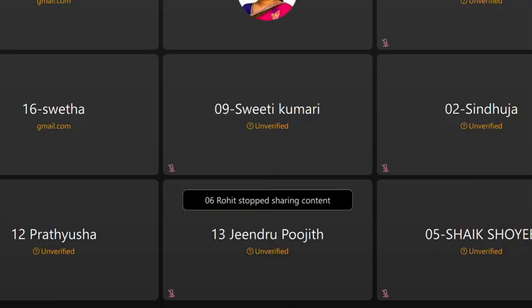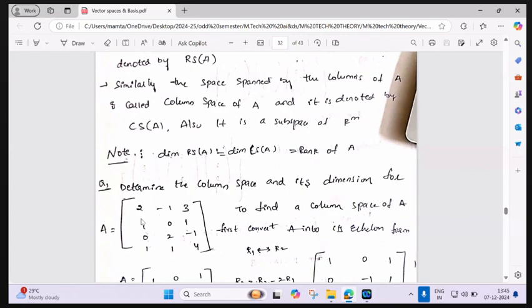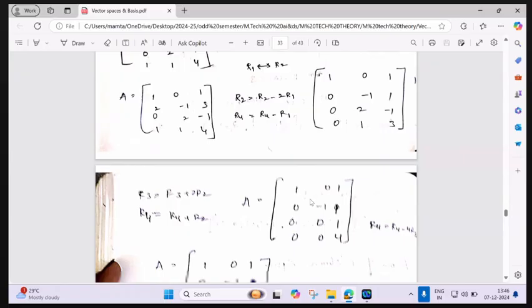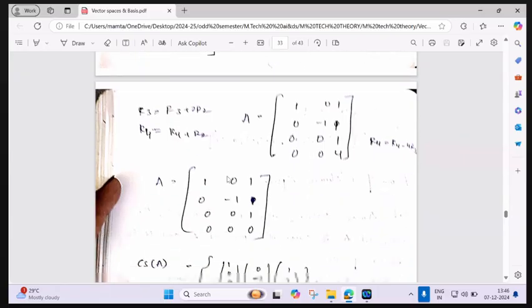Any more doubts? A into echelon form. Is this step clear to you? We have to reduce this matrix A into echelon form. This is an echelon form. Can you see my cursor?